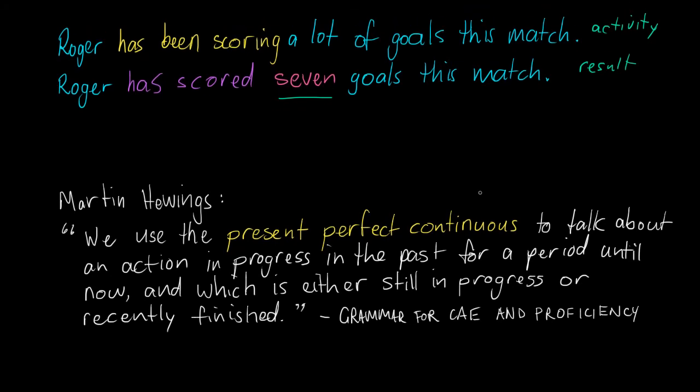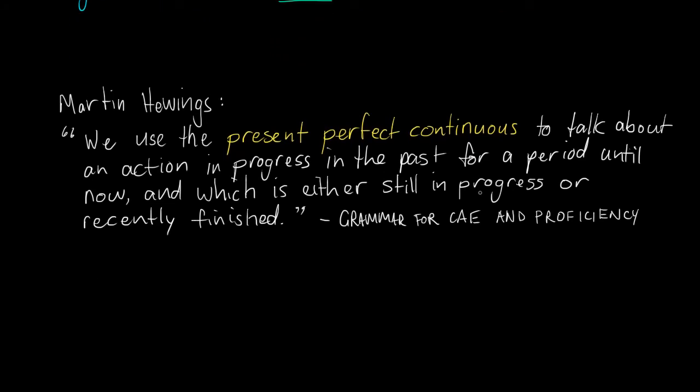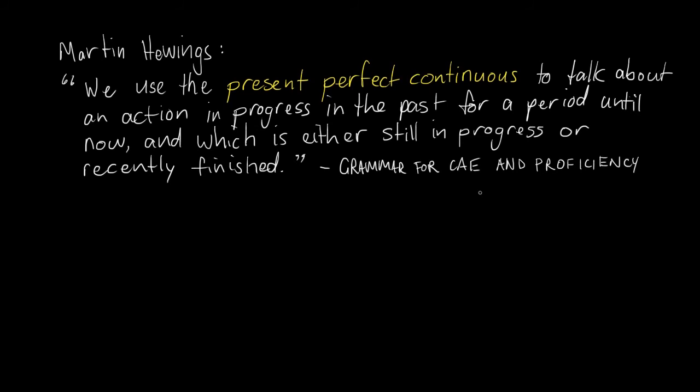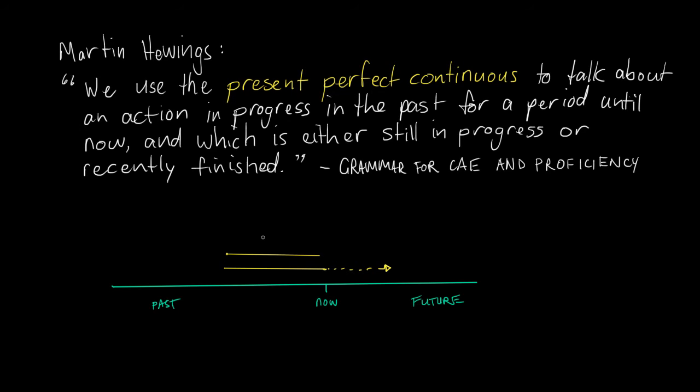Next one. So here is a nice overview of the rules themselves. If you wanted to put all that I've said, or most of what I've said, into a statement, here we have Martin Hewings has said, we use the present perfect continuous to talk about an action in progress in the past for a period until now, which is either still in progress or recently finished. And I've put this into a diagram so that you can kind of see it. Let's look at it now.